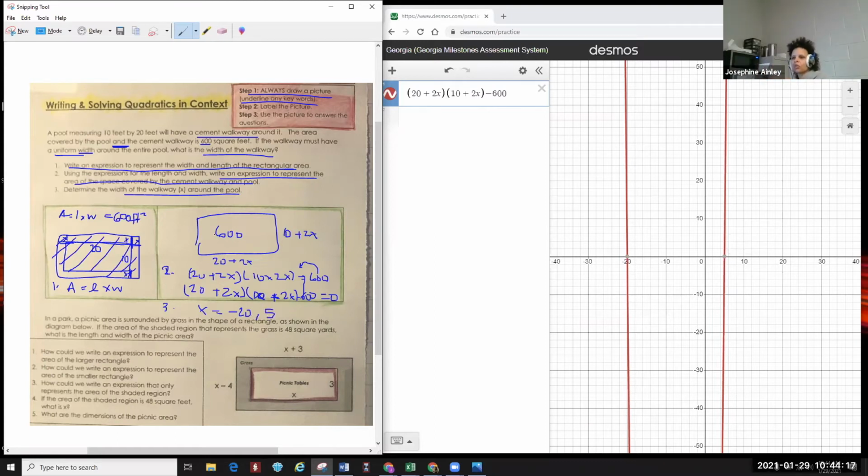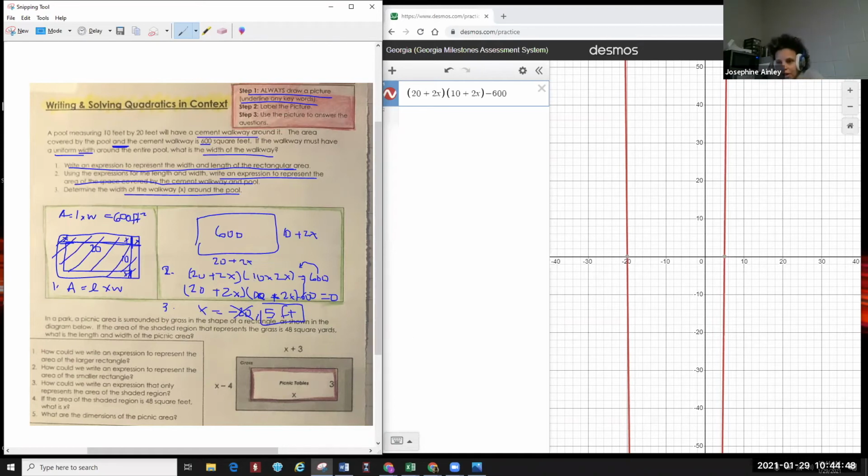Now, this is a real world problem. Does it make sense for something to be -20 feet? No. So this does not mathematically make any sense. So x equals 5 feet would be the width. It is actually the width of the walkway x around the pool. So that will be 5 feet because we solved for x.